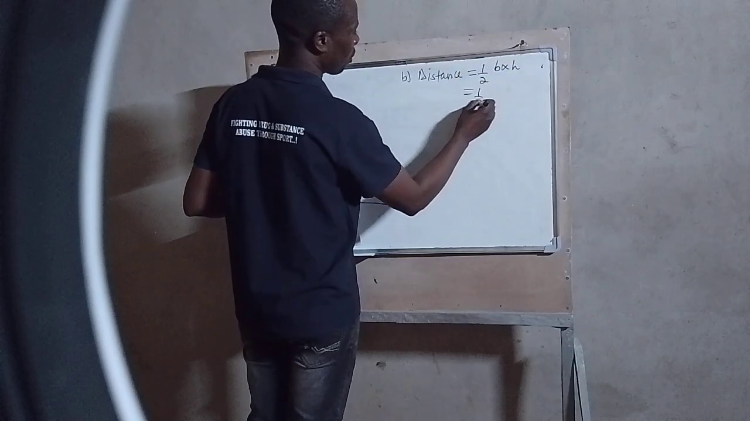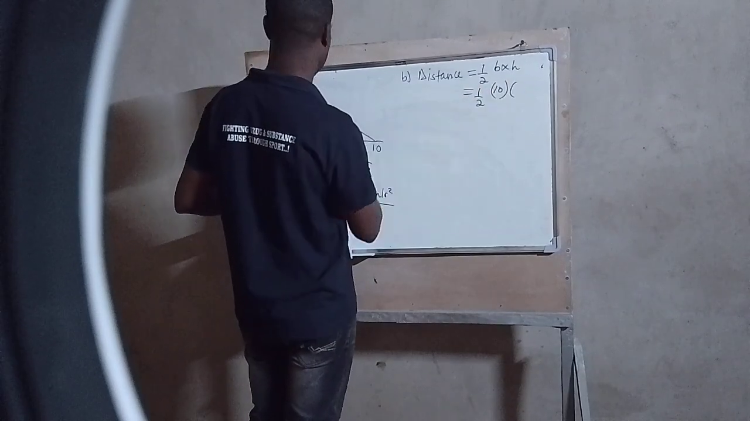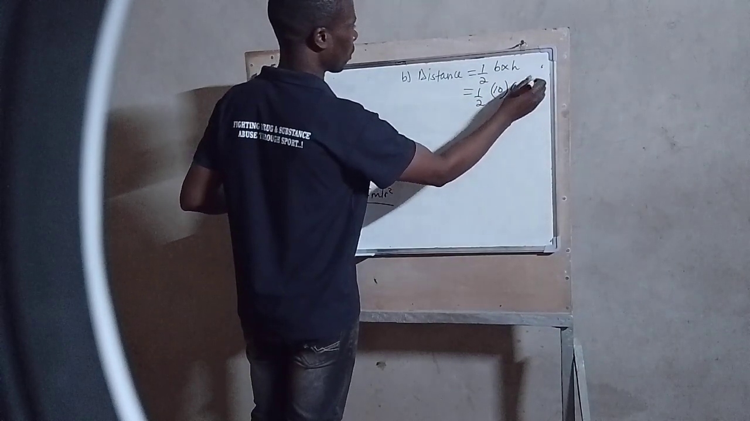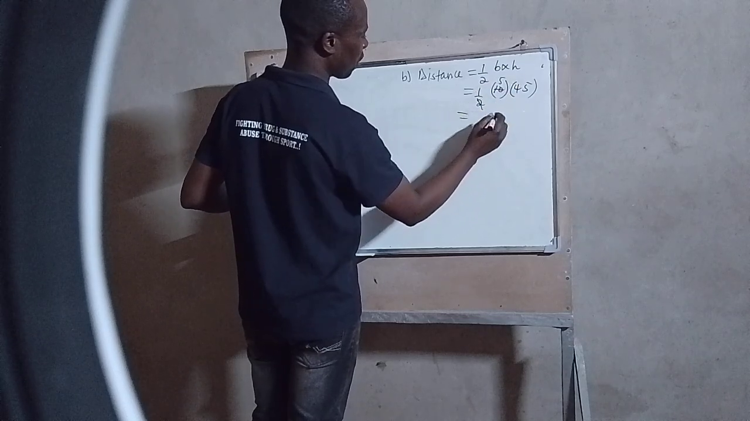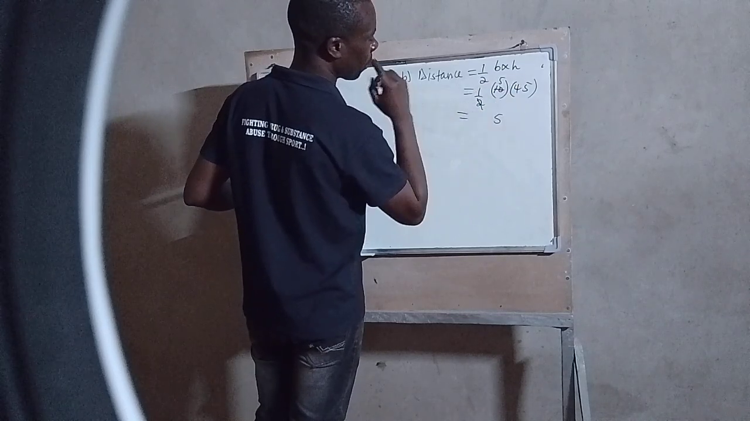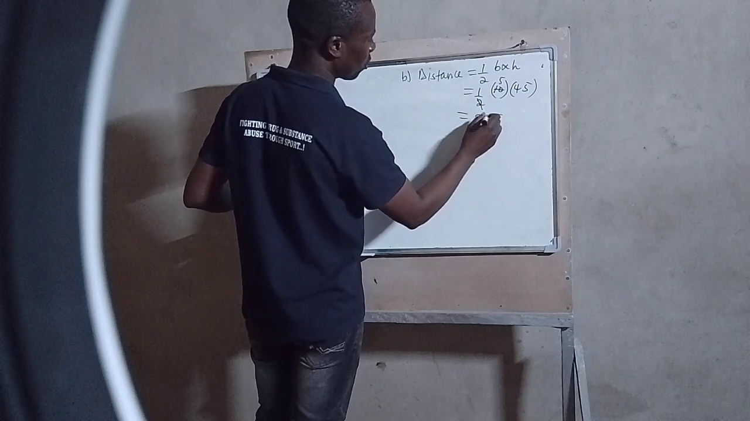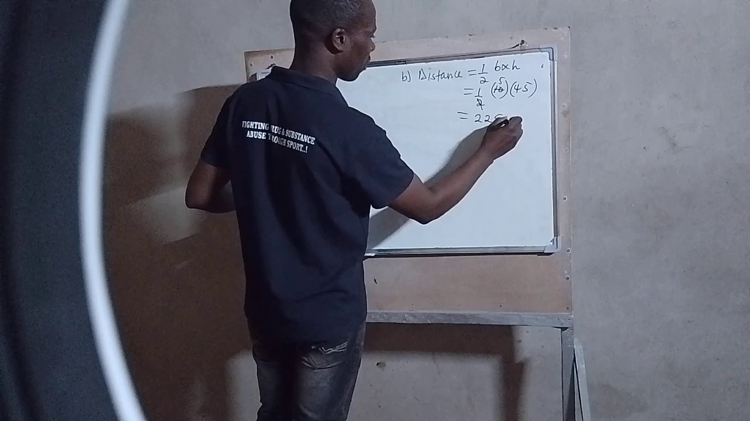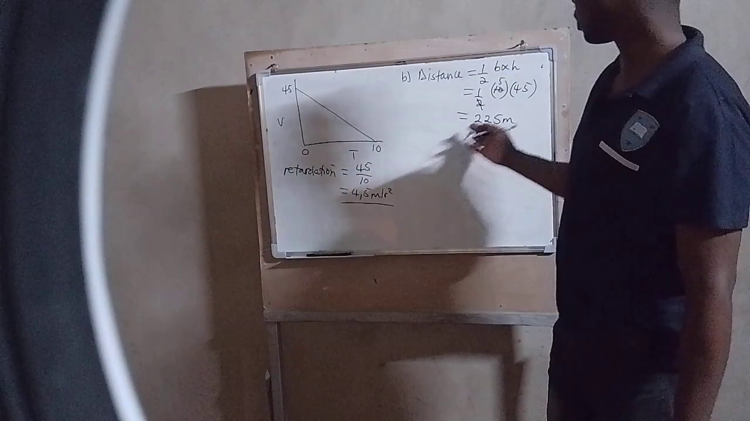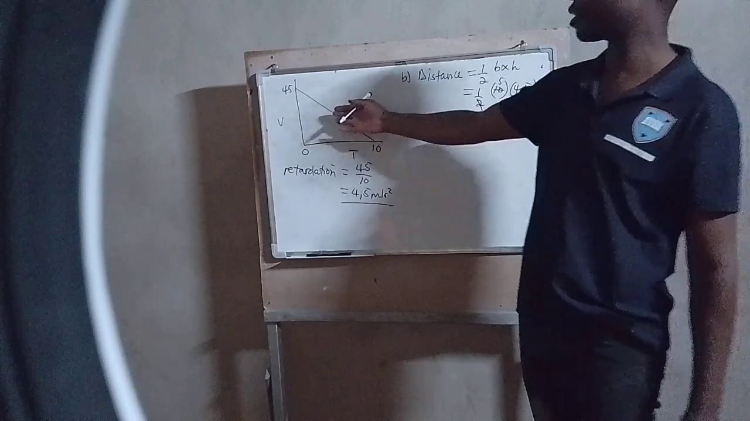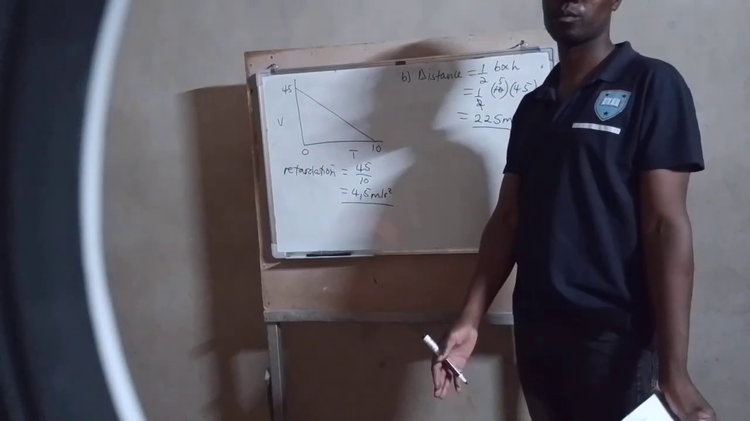This goes to half. Our base is 10 times our height, that's 45. Multiplying 2 into 10, that's 5. 5 times 45, you get 5 here. Remember 5 times 4, that's 20 plus 2, 22. So this is 225 meters. So the distance traveled is 225 meters. If the shape is a trapezium, you simply calculate the area of a trapezium.